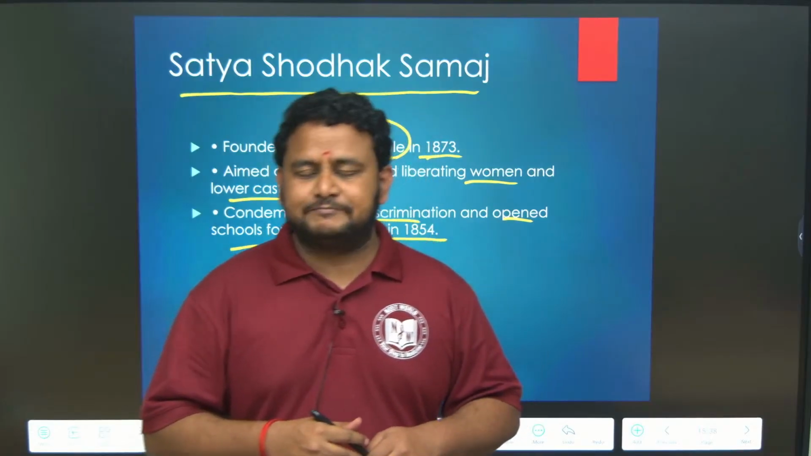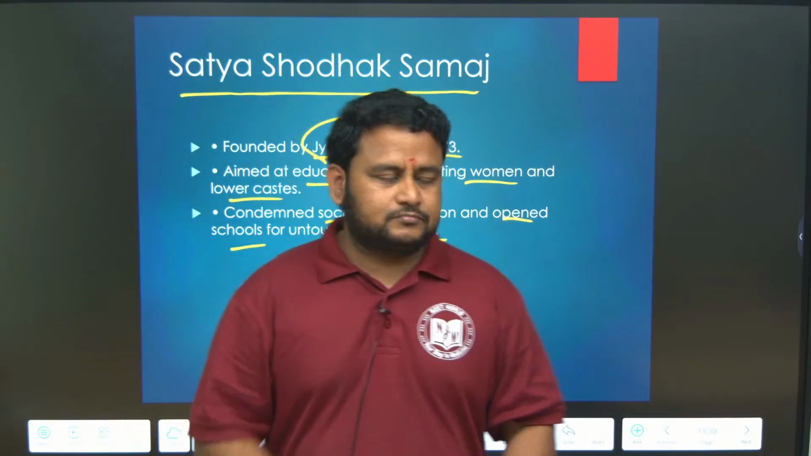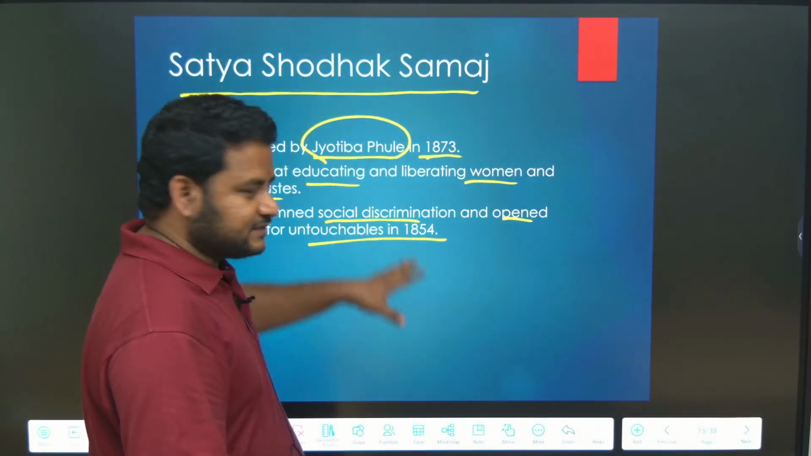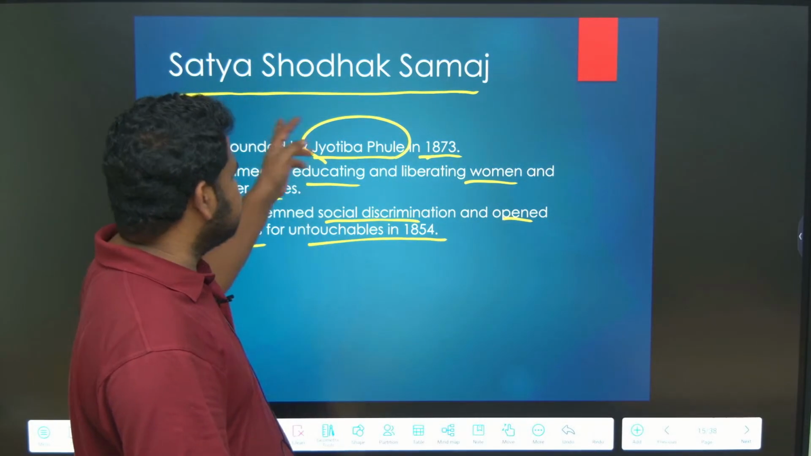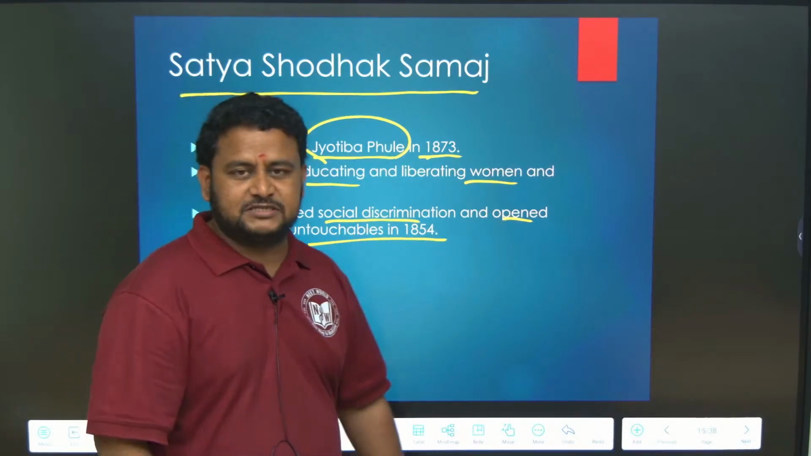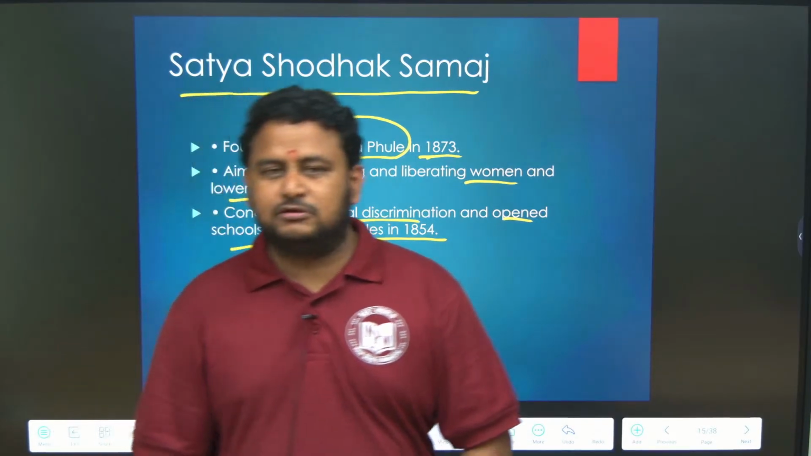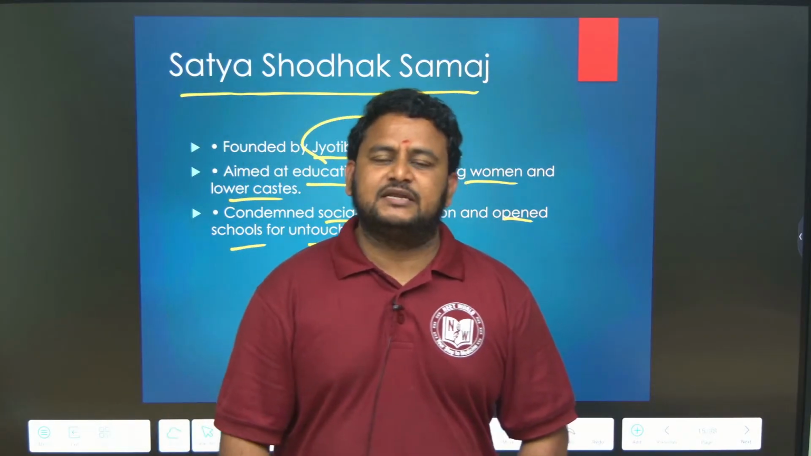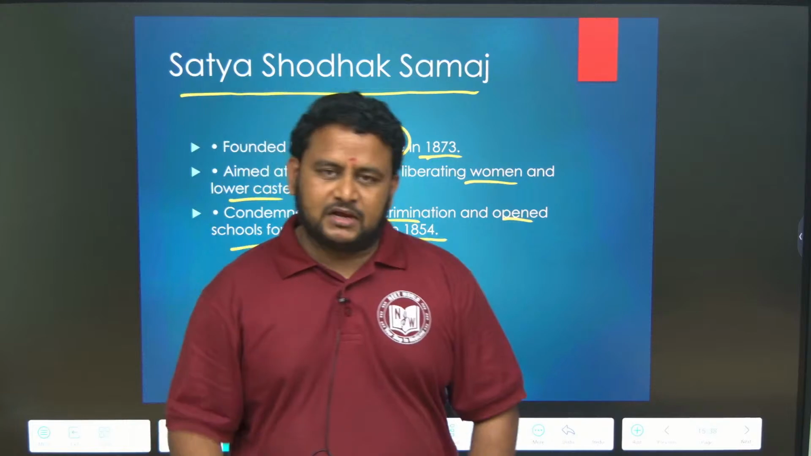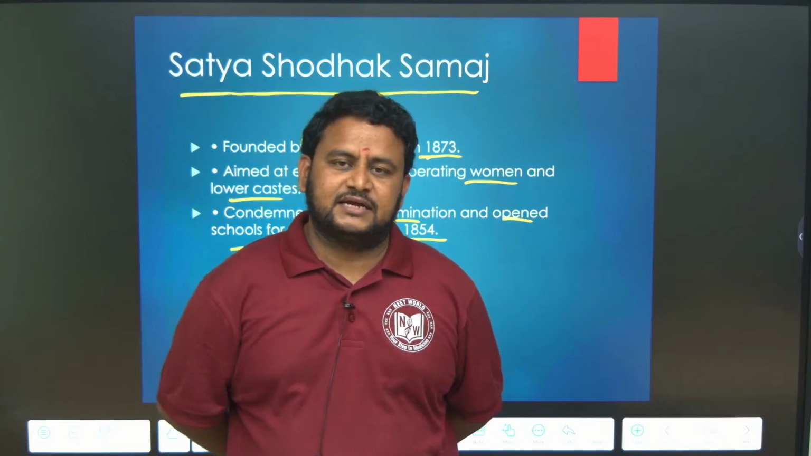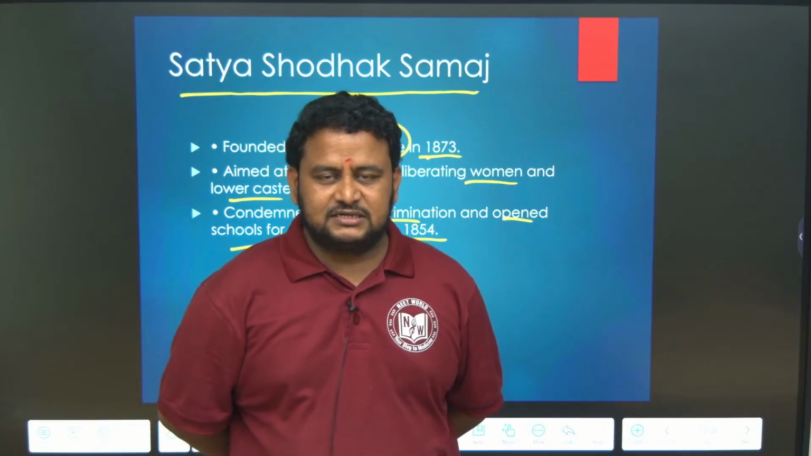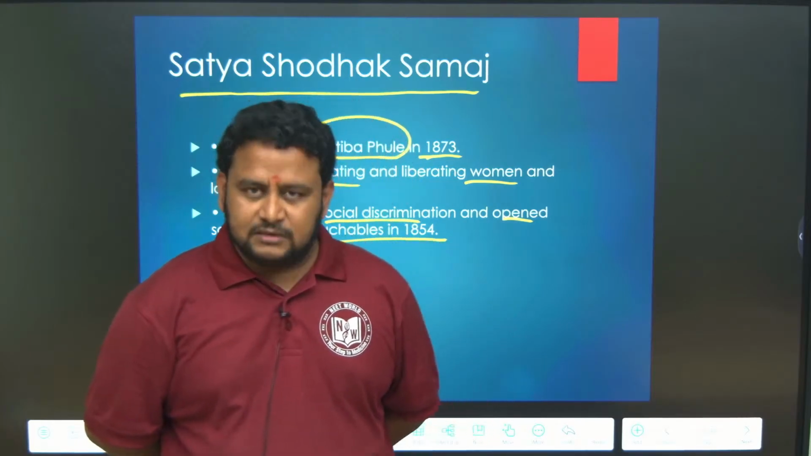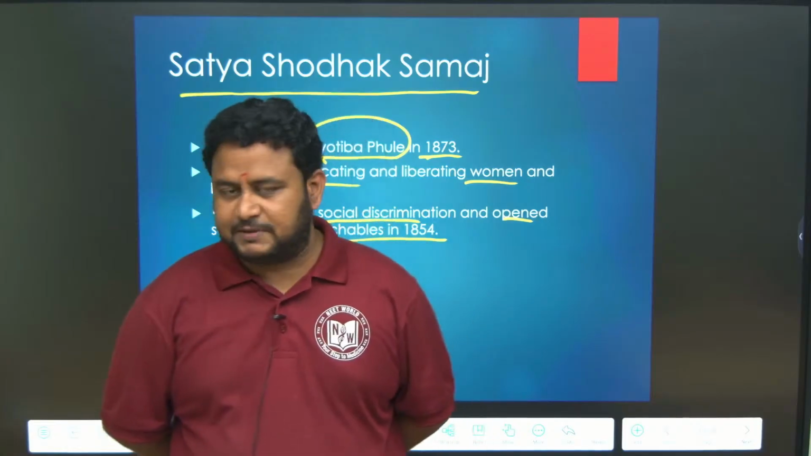So what was I discussing? Untouchables were given access to education in 1854, Satya Shodhak Samaj. 1854 Wood's dispatch. Lord Dalhousie introduced what? He introduced the doctrine of lapse. The doctrine of lapse means that the kingdom of a king who doesn't have a son will go to the British after the king's death. Like that, Satara, Jhansi, Sambalpur, Jaipur, many other empires were annexed by the British by using the doctrine of lapse.